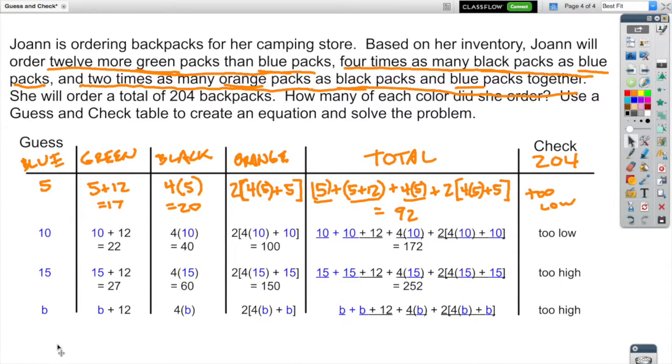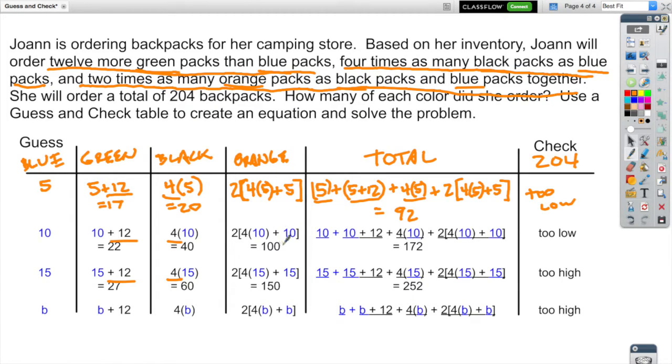So I chose to do B for the blue backpacks. And all I did was, again, use this pattern that we found in the table and then use it on this variable B. So in this case, green was just to take the blue and add 12 each time. So that's what I did here, B plus 12. For the black, it was take the blue and multiply it by 4 every time. So here, 4 times B.